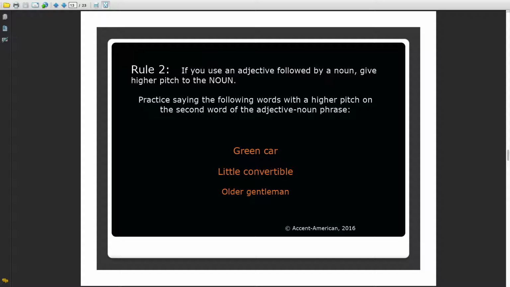Another rule for changing pitch in English is if you put an adjective in front of a noun, the noun always gets the higher pitch, or the stress, and also the longer vowel. For example, green car. We don't say green car or green car. We say green car. Little convertible. Older gentleman. You can hear how the last 3 words were higher in pitch and the vowels were held out longer in the stressed syllables of those words.